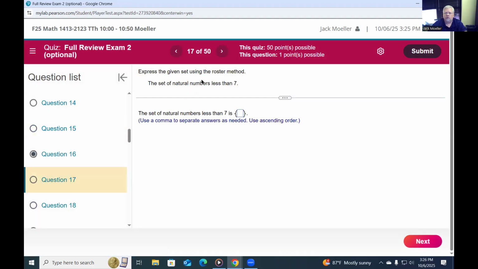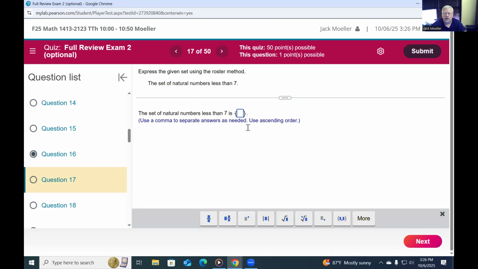Okay. Roster method lists the set of natural numbers less than 7. Well, what are natural numbers? Hopefully by now you're comfortable with those, the fact that those are the positive counting numbers, 1, 2, 3, and so on. They already put the brackets for you, so you don't need the brackets. Now, normally we talk about roster method, order doesn't matter. However, read your instructions, because sometimes MATLAB will put that in there. So ascending order means from smallest to largest. Descending order would be largest to smallest.